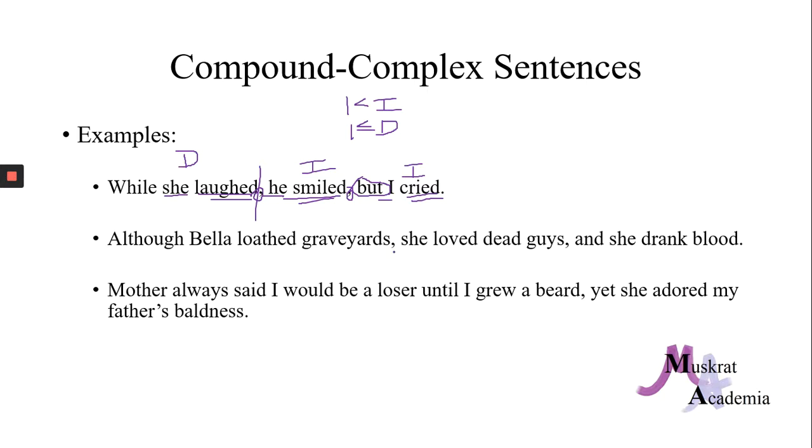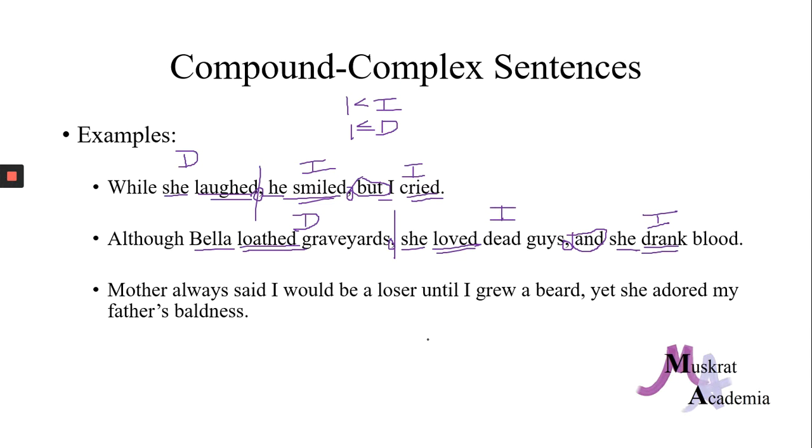Although Bella loathed graveyards, she loved dead guys and she drank blood. No prepositional phrases, no infinitives, but we have loathed as a verb, loathed, loved, and drank, which are all wonderful verbs to put together, right? Who loathed? Bella. Who loved? She did. Who drank? She did. Although Bella loathed graveyards, comma, yield sign. Although Bella loathed graveyards is dependent. She loved dead guys, comma, yield sign. Oh, we got an and, so it's actually a stop. So this is an independent clause: she loved dead guys and she drank blood. Another independent. Dependent, independent: compound-complex.